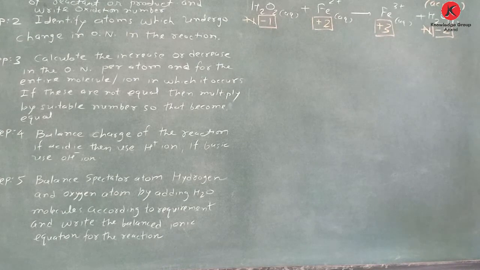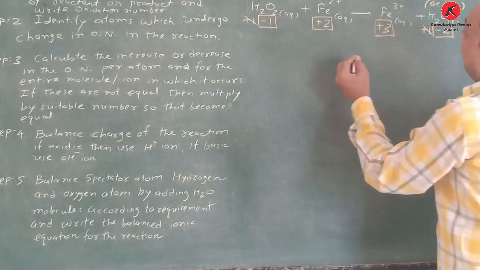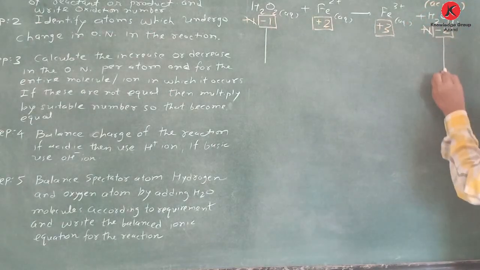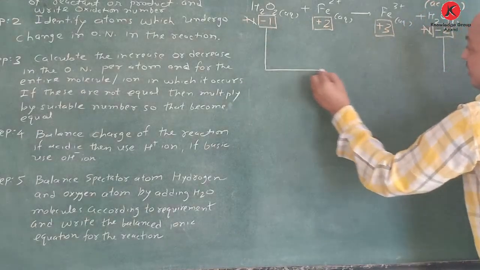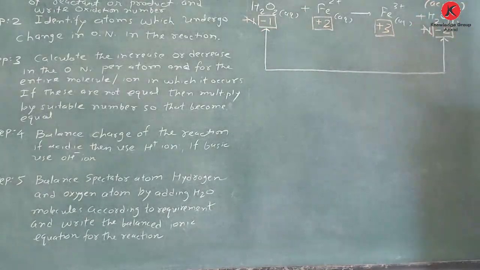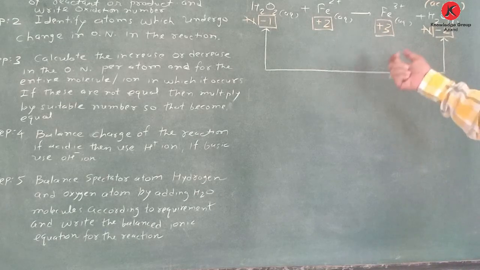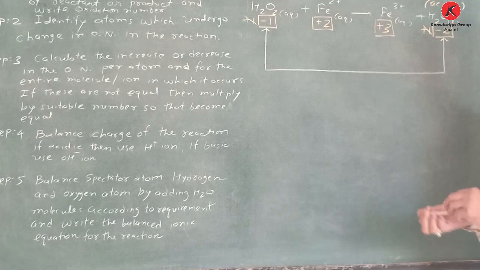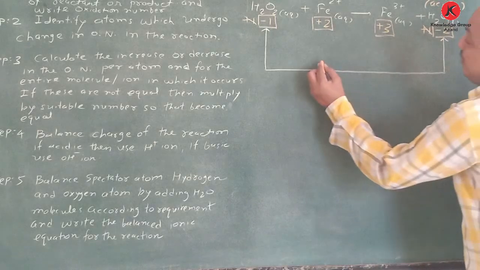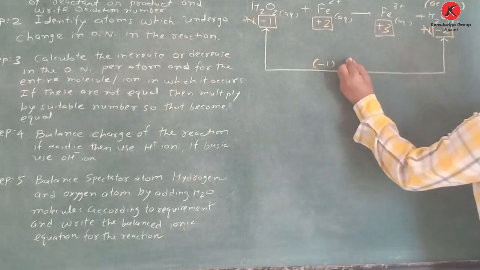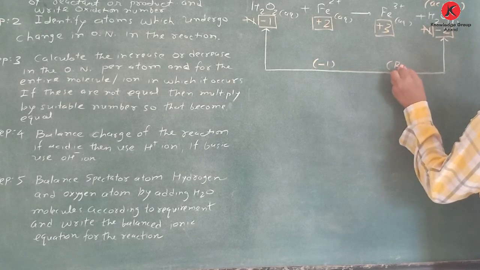So you have to write here the same way. Oxygen is there, minus 1 to minus 2. Step 3: calculate the increase or decrease in oxidation number per atom. So minus 1 is there, minus 2 is there. So minus 1 to minus 2, that means what? It is a minus 1. It is reduced. And that's why it is considered a reduction reaction.